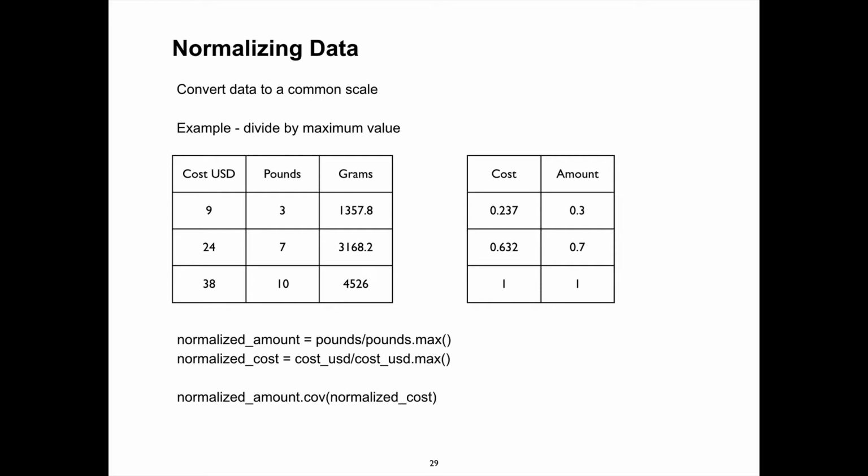In Python with pandas, I can just take my pounds data and divide by its max, and I can take the cost and divide by its max value, and it will divide each element. And then I can just compute the covariance. So the important lesson is you have to be careful about the scale of your data. Sometimes it doesn't matter, but sometimes it will. And so we can normalize it to get rid of that scale effect.